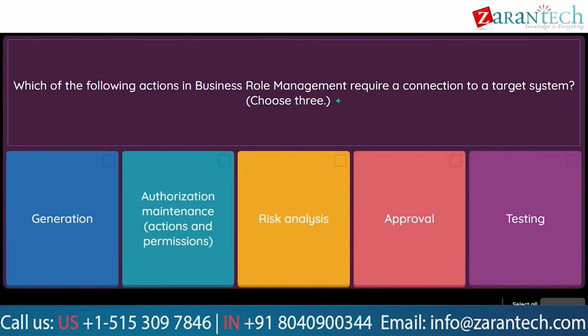Question: which of the following actions in business role management require a connection to a target system? Choose 3. Option 1: generation. Option 2: authorization maintenance, actions and permissions. Option 3: risk analysis. Option 4: approval. Option 5: testing.